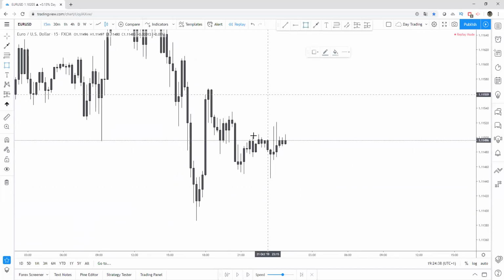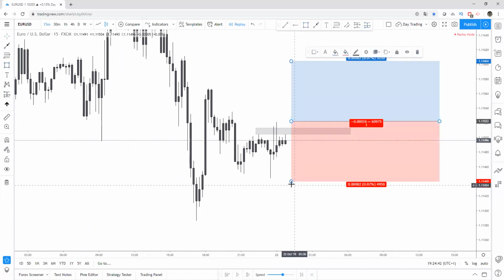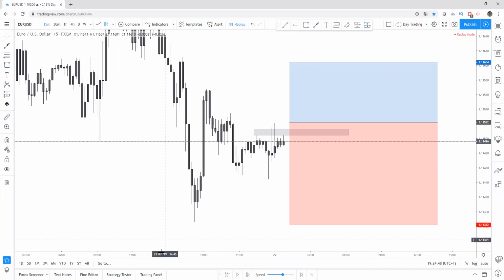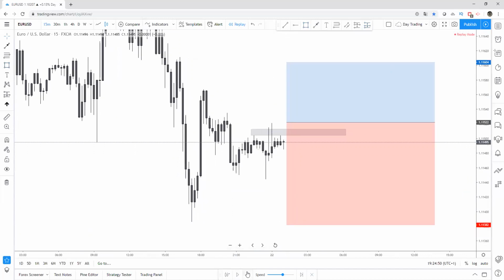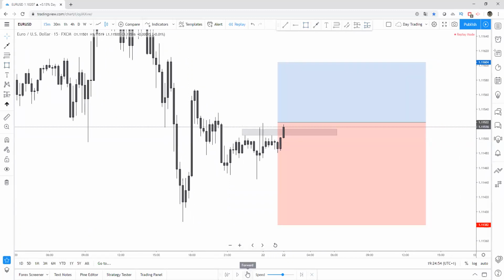Okay, still indecision. So let's say if price breaks above this level, we can enter. If price closes something like this, yeah, we will have a very tight stop loss of 10 pips. And even if you want to be more conservative, it's absolutely fine. 14 pips is good. And you can see just by being conservative and waiting.